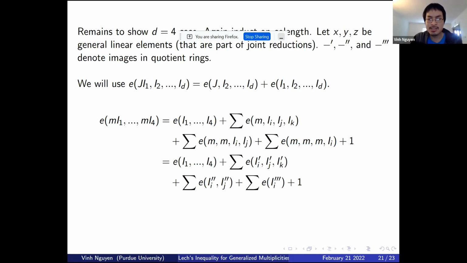Okay, so then using Tessier's result, if we go modulo these general linear elements, it doesn't change the mixed multiplicities. So the multiplicity of m times the ideal is equal to the multiplicity of the ideals plus the multiplicity of the ideals in these lower dimensional rings. Okay, so I'm going to group up all of the terms in the lower dimension as an error term.